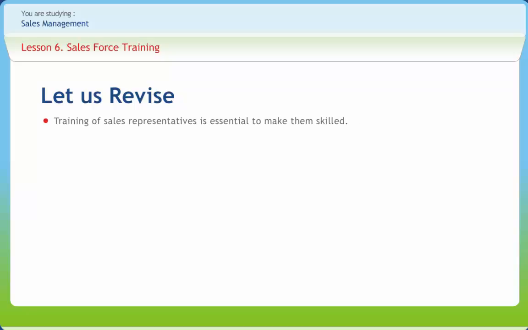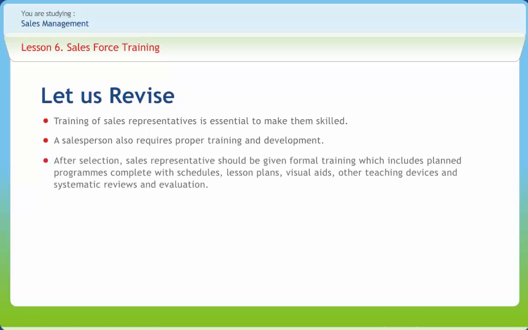Training of sales representatives is essential to make them skilled. Just as a gifted athlete needs coaching and practice to perform at his best, similarly a salesperson also requires proper training and development. After selection, sales representative should be given formal training, which includes planned programs complete with schedules, lesson plans, visual aids, other teaching devices, and systematic reviews and evaluation.